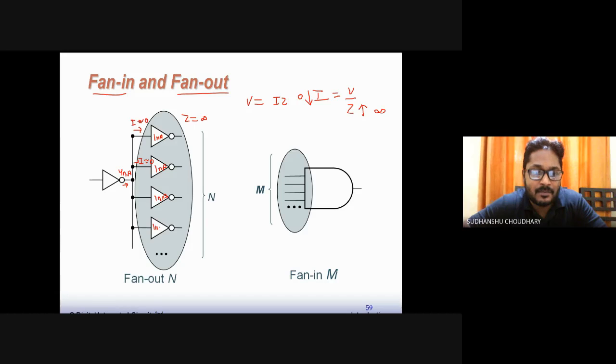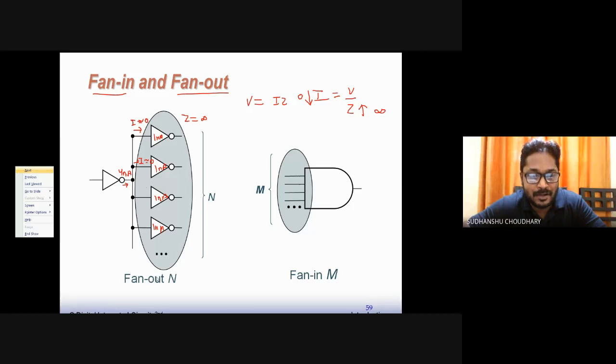Each has 1 nanoampere input current requirement, that is, it draws at least 1 nanoampere current, and the available current at this output of this gate, that is at the input of all these, is 4 nanoamperes. So obviously I can connect only 4 inverters of this kind. But if I have the input impedance of these inverters very high, then I can connect more number of gates at the output, because the current consumed by these gates is very small. So more number of output gates can be connected here.